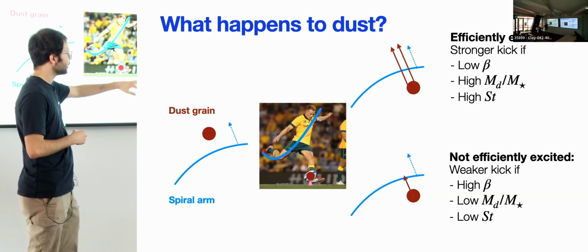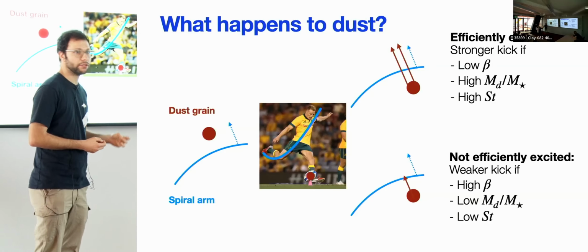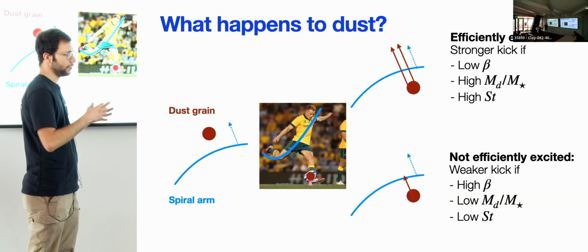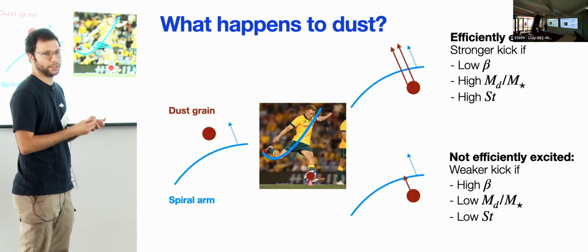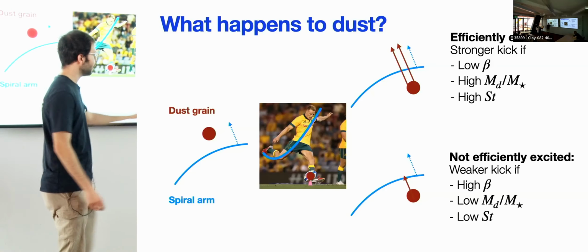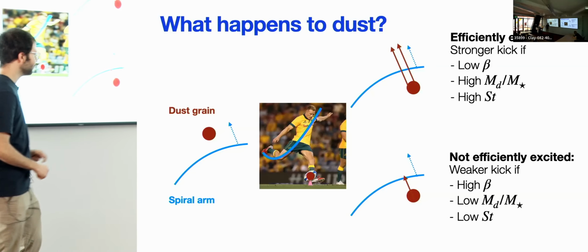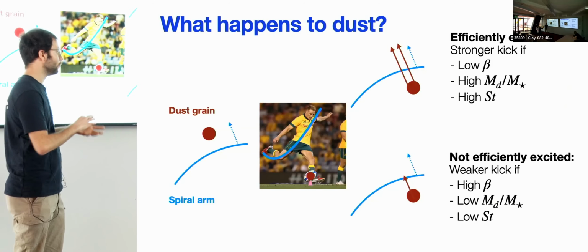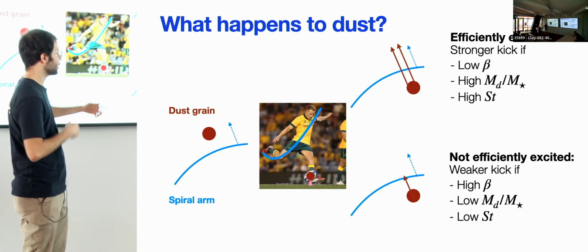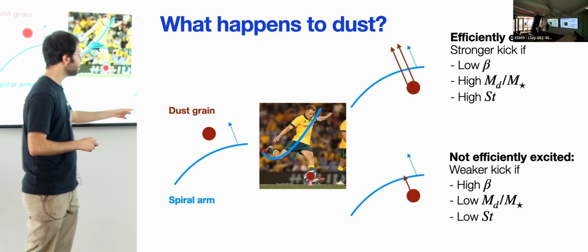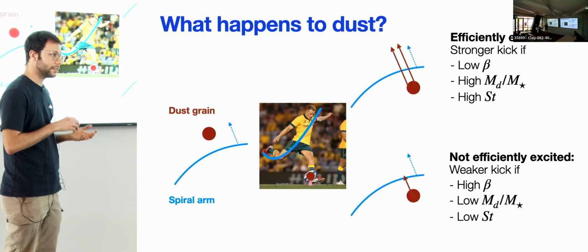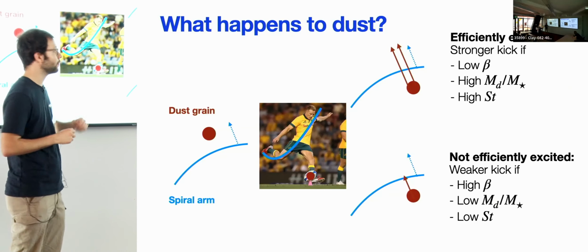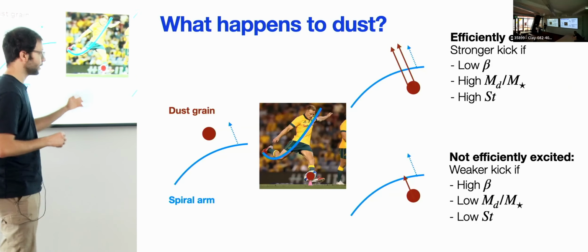While the dust receives a weaker kick for high beta, so if the strength of the spiral perturbation is low, and for high disk to star mass ratio. Because for high disk to star mass ratio, we have a smaller number of spiral arms, and so the dust is receiving fewer kicks. And for low Stokes number, the drag force is damping the spiral kick, and so it is less excited for this reason.